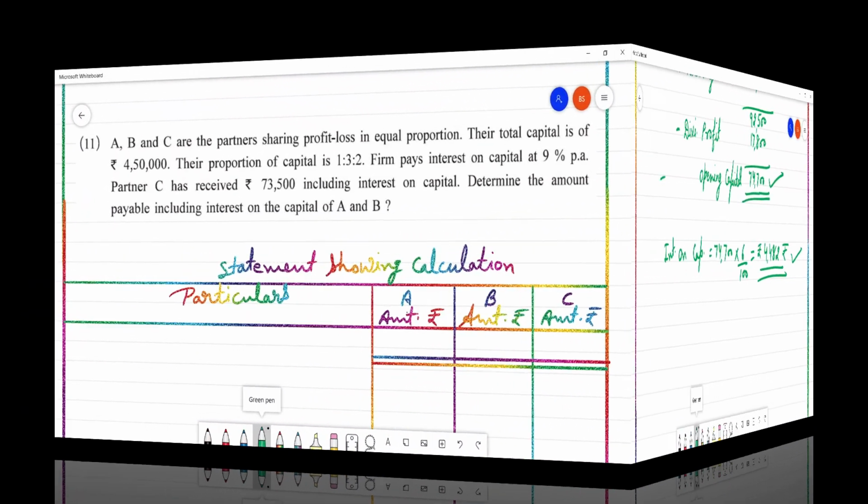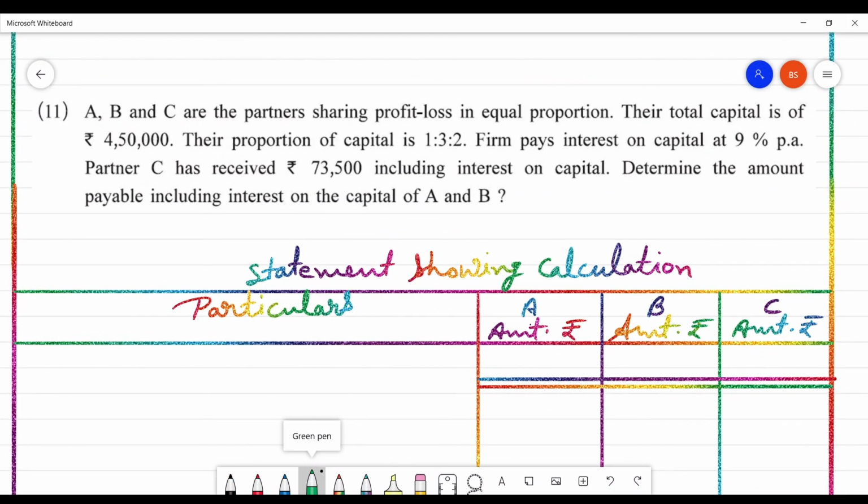Okay students, let's learn the next sum and the last sum. A, B and C are the partners sharing profit and loss in equal proportion. So here profit and loss is given. It is equal. The total capital is 4,50,000. So we will mention here capital 4,50,000 in the ratio of 1:3:2. So we have to distribute this capital among three partners in this ratio 1:3:2.